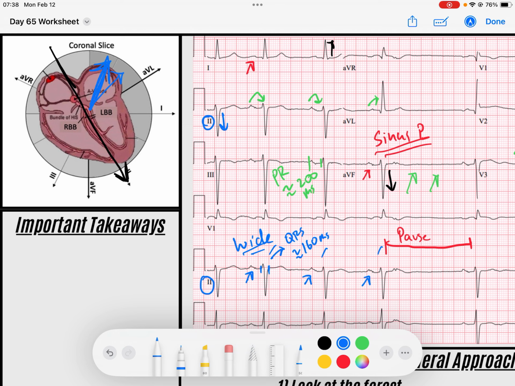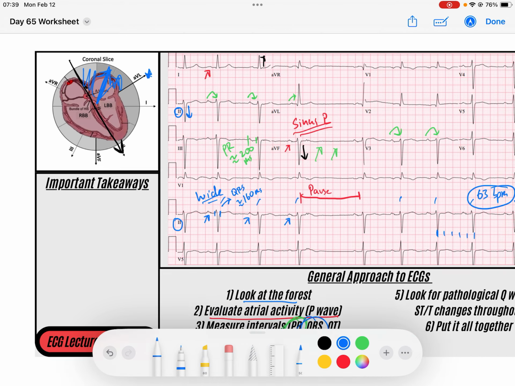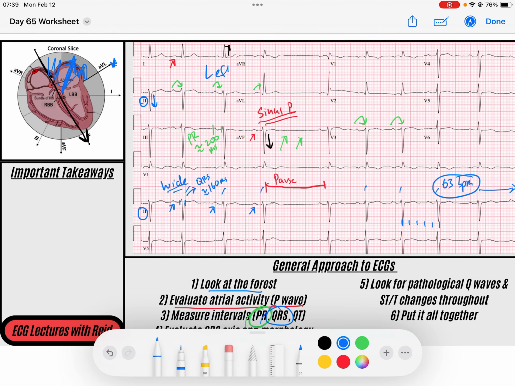And so we know that anything that's past the axis of aVL, in this quadrant here, is going to be left axis deviation. Right, so we've got a wide complex rhythm with left axis deviation.